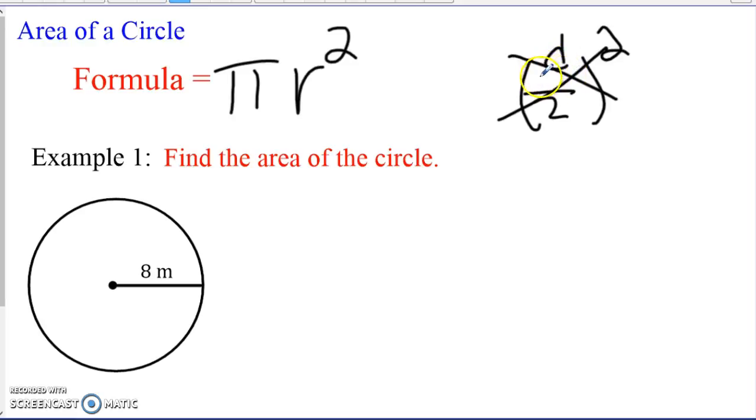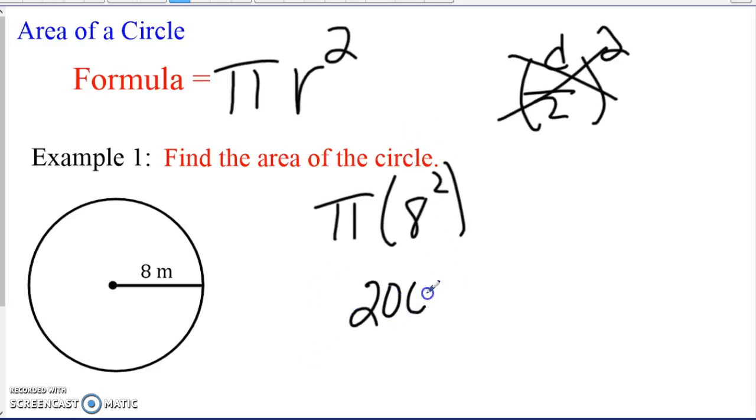If ever given the diameter, figure out the radius. So right here, I give you the radius. It's pi times 8 squared. Make sure you're realizing that's not 16, that's 64 times 3.14, which is 296. Okay, and since this is area, it's meters squared.